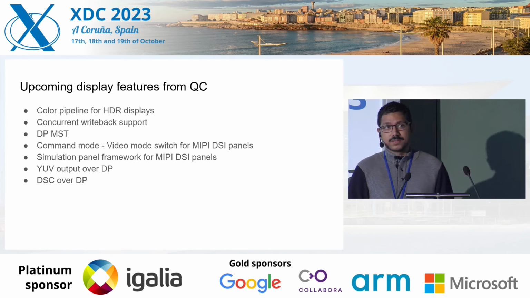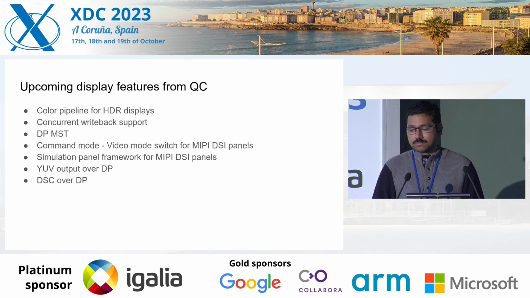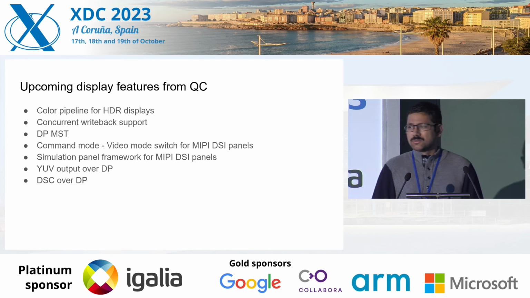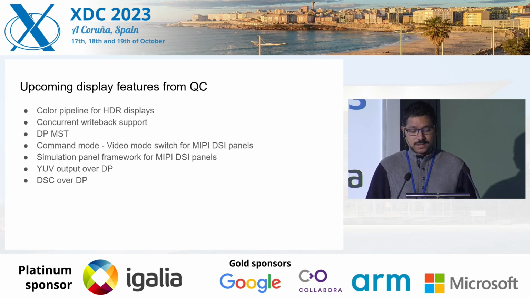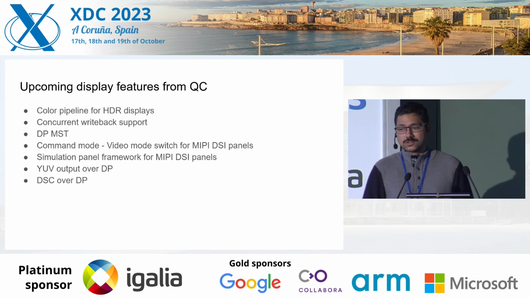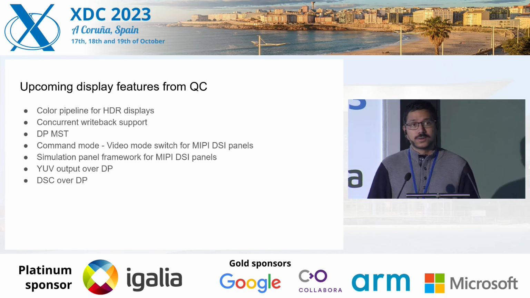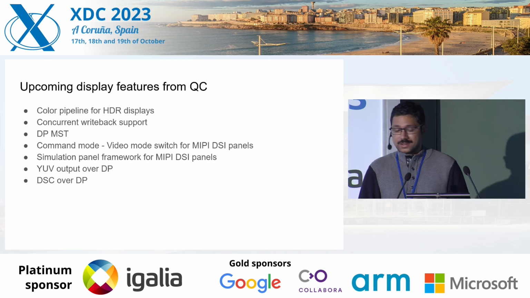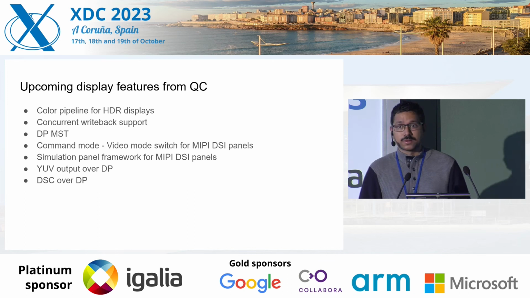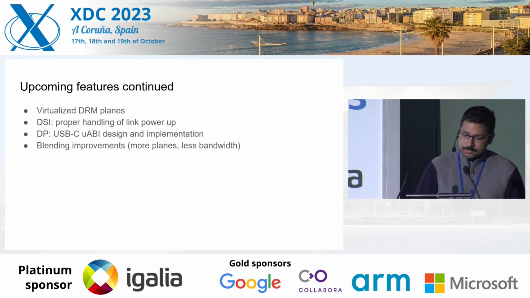YUV output over DP is another thing which should be out shortly. We are definitely planning to get this done very, very soon. We have seen some solutions in the upstream in place, so ours will be out soon as well. And last but not the least, the DSC over DP as well. We also have this pretty much complete now. This will also be out on the list probably in the next month or so. So these are certainly some of the things on this list that you will see on the DRI development list pretty soon.